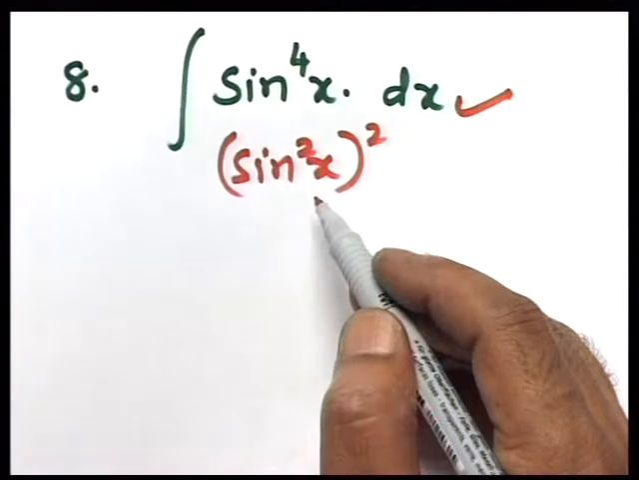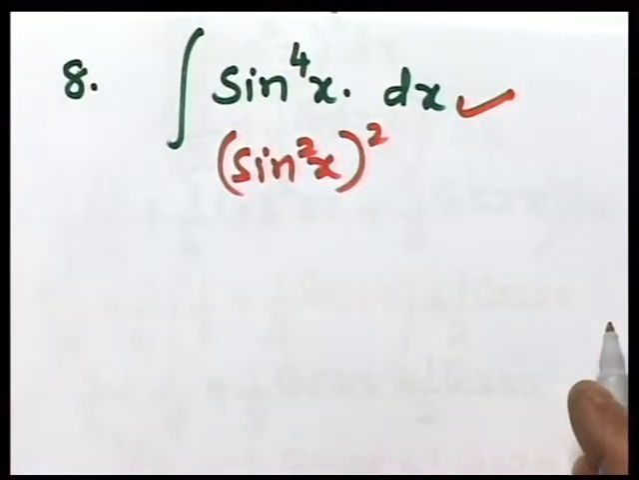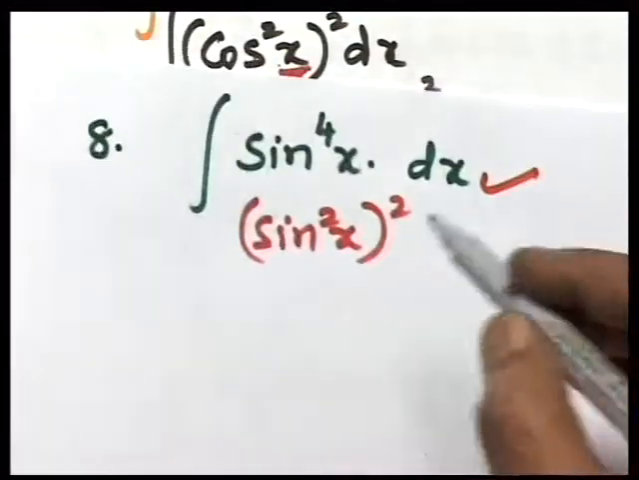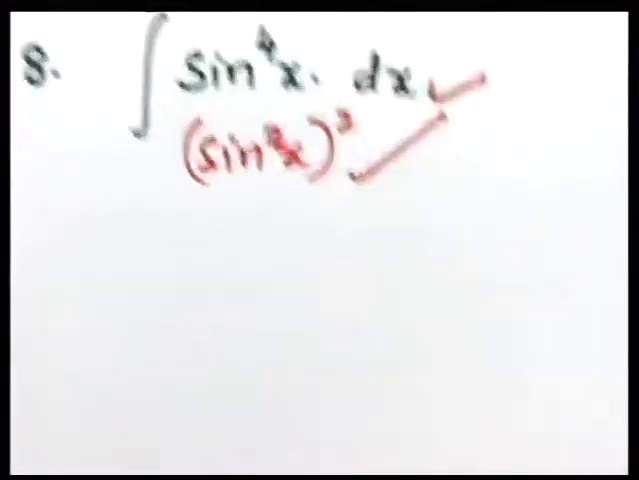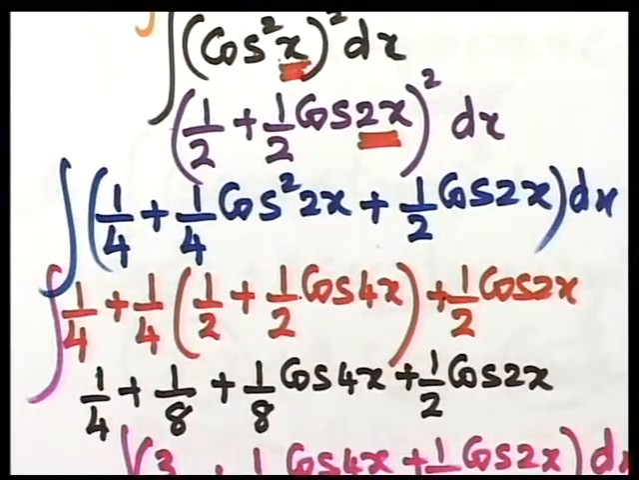Half minus half cos 2 theta, square it, and it will be exactly the same style. All right, so I will leave that question with you guys. Then number 9 is here.